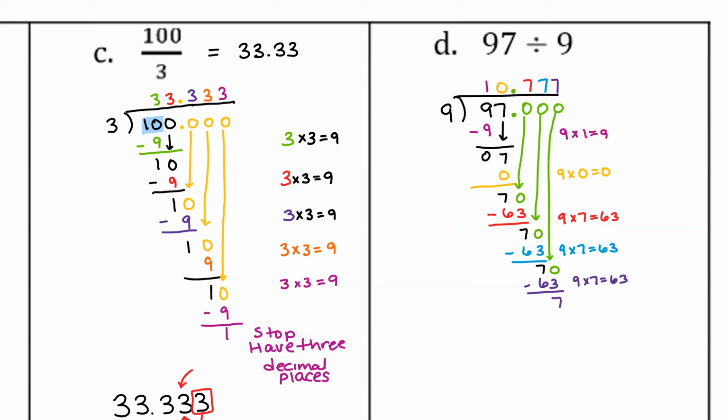So my answer is going to be 10.77 or 10.78 because I'm rounding to 2 decimal places. I look to the right. To the right is a 7, which tells me to bump up. So my answer would be 10.78.